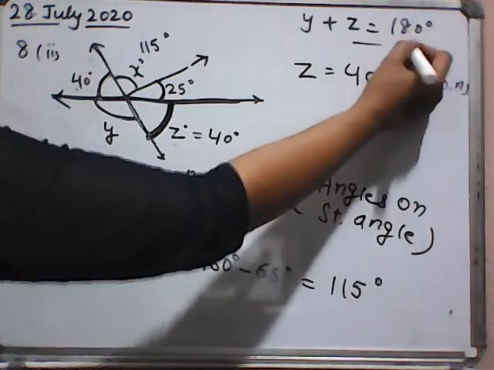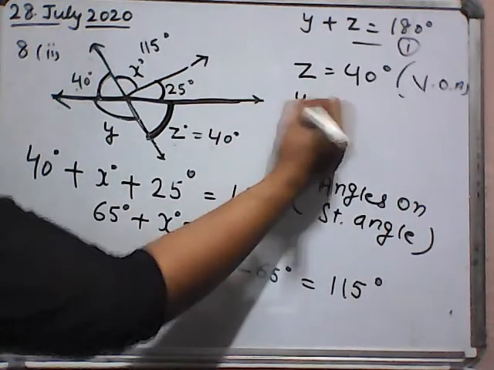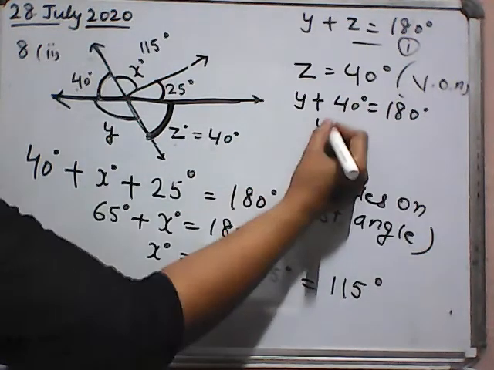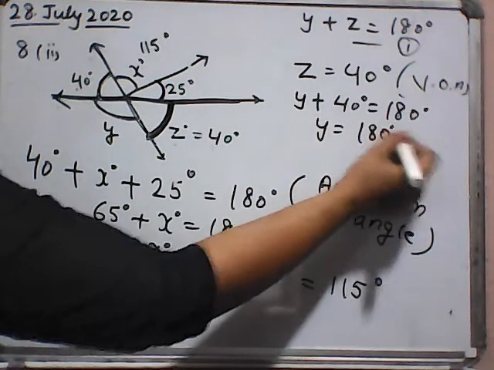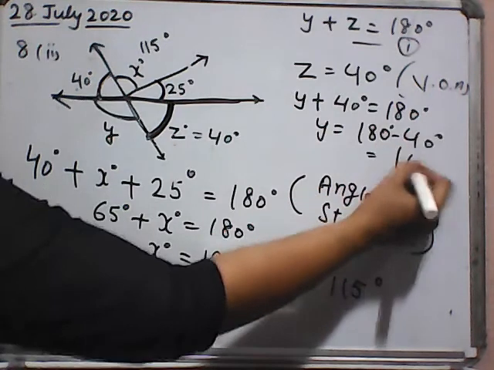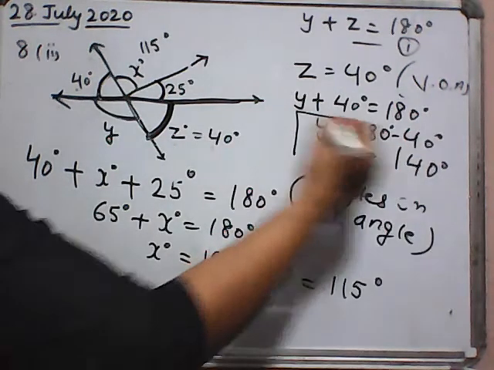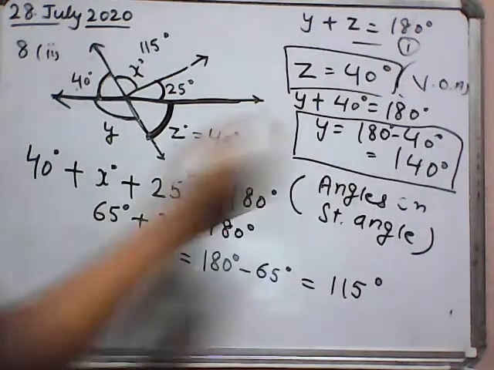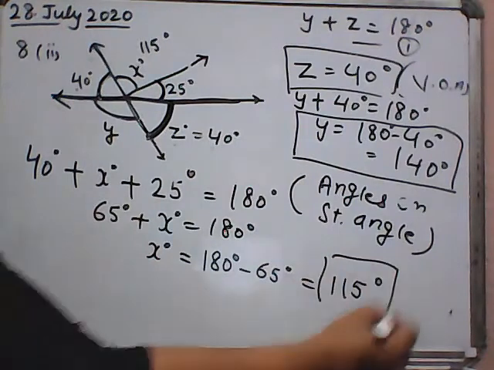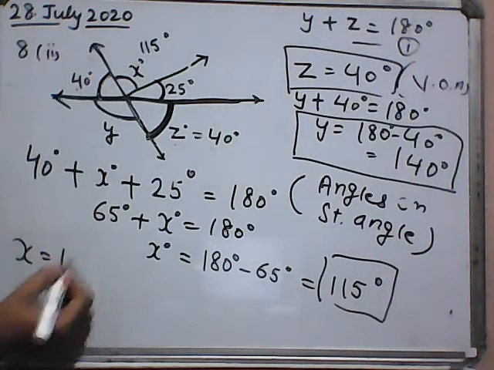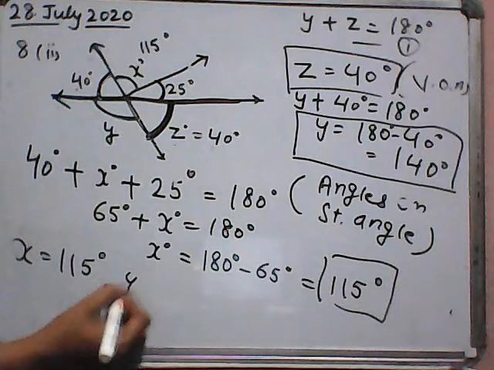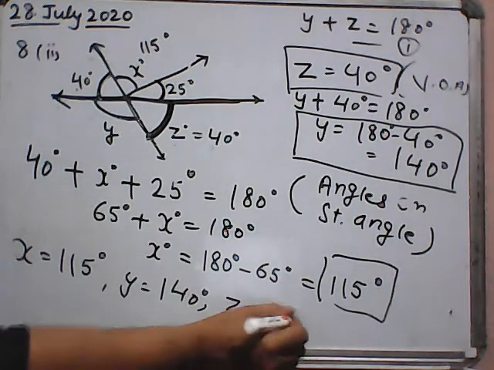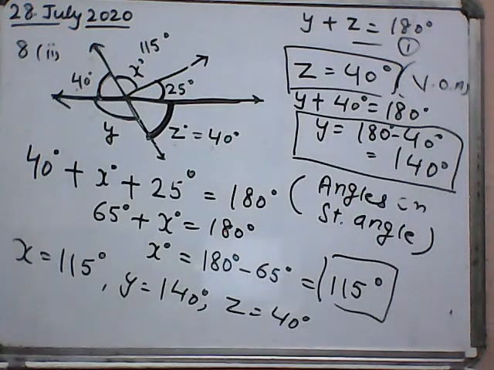Now put the value of z in equation number 1. y plus 40 degree is equal to 180 degree. y is equal to 180 degree minus 40 degree, that is equal to 140 degree. In this way we can find the variables. x is 115 degree, y is 140 degree, and z is 40 degree. Let's move to the next question.